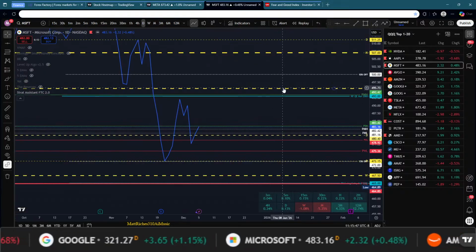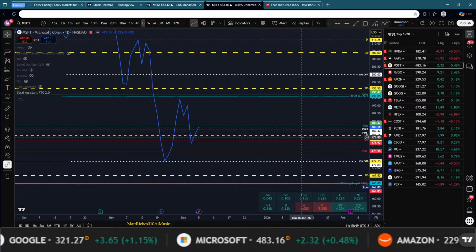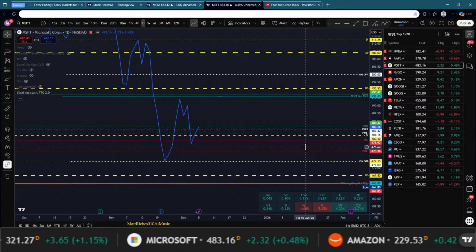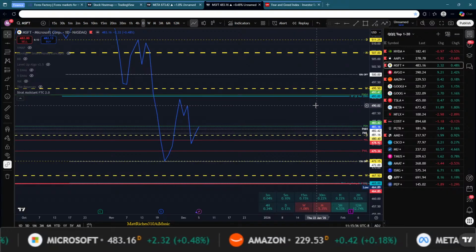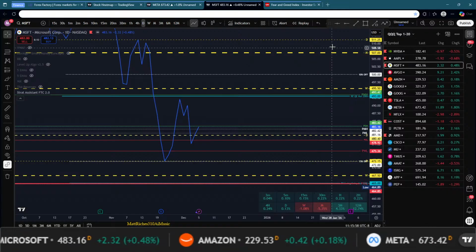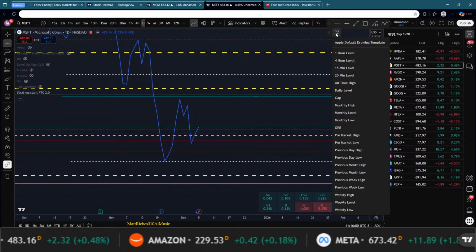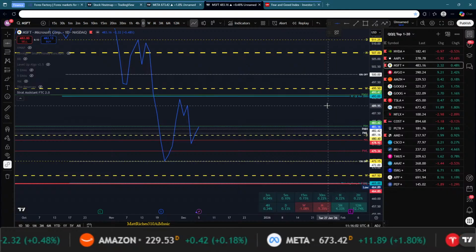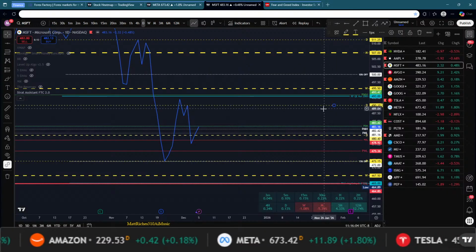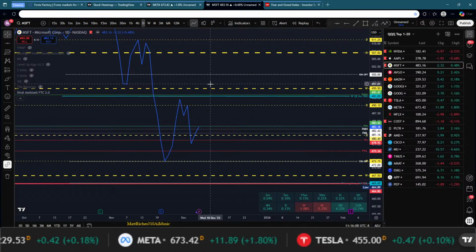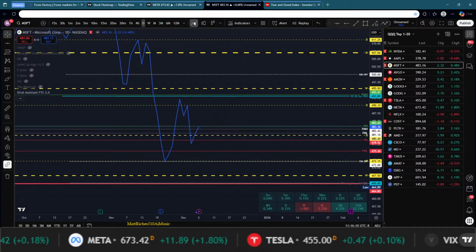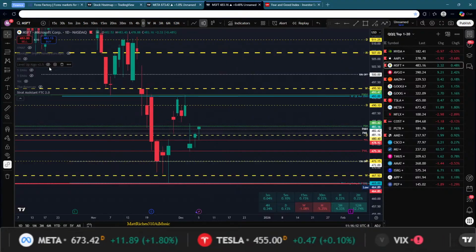Okay, so we have this weekly level here at 495.50. We have a daily level here at 480.40. Price did have a big reaction here, so we can put a level right here. Okay, 490.10 is our daily level. And then we can check out the algo.